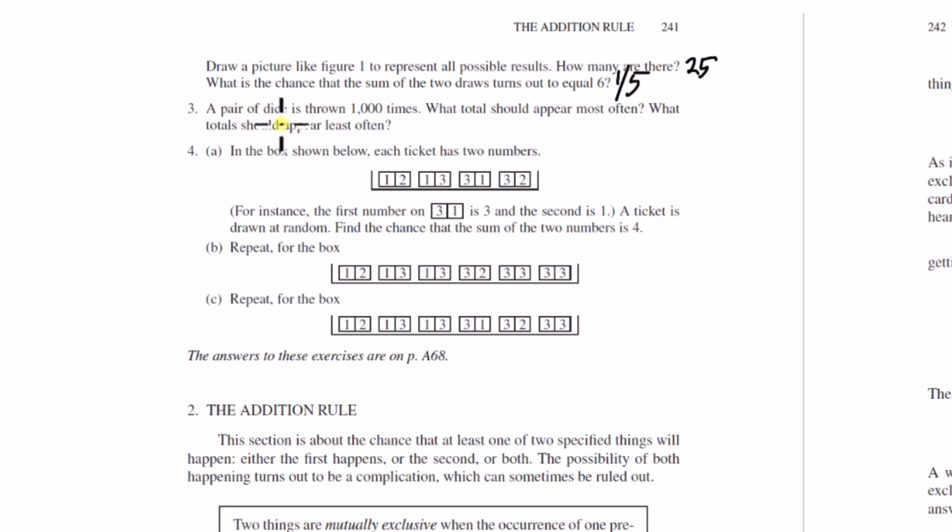Okay, a pair of dice is thrown 1,000 times. What total should appear most often? What total should appear least often? So here they're trying to illustrate that whole infinite scenario. If you threw a dice, which, see, you could repeat this.